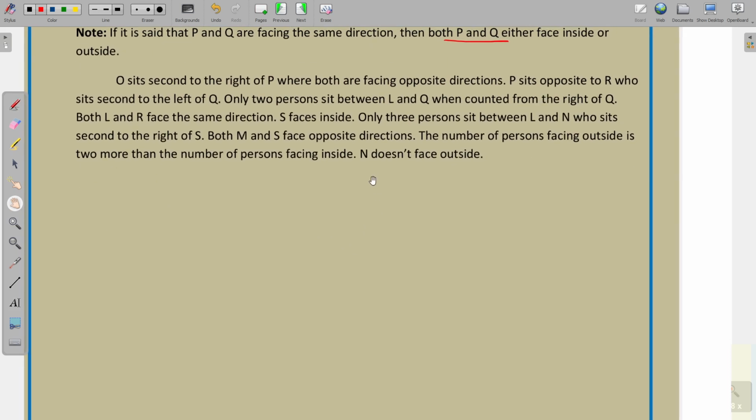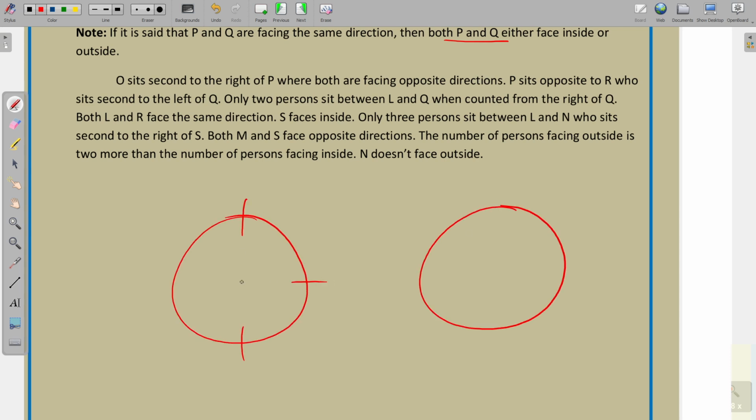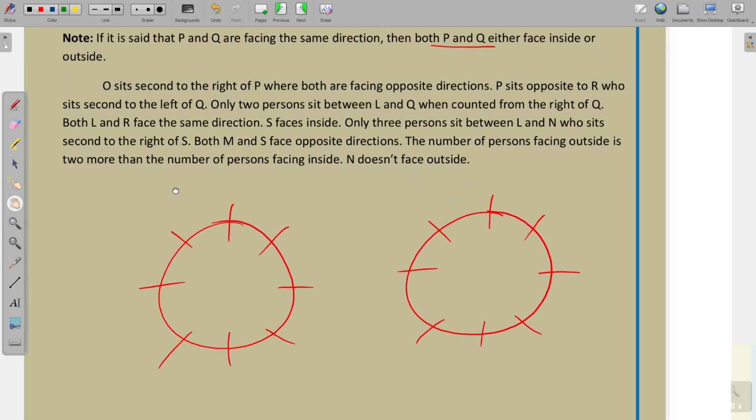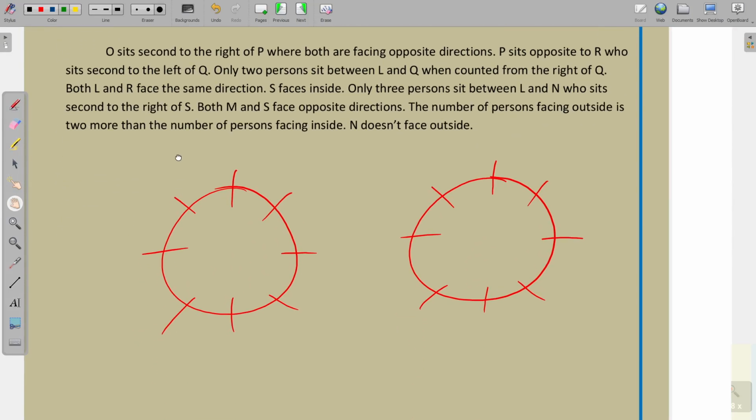So see the first one. There are totally 8 persons. All are sitting around a circular table. Some of them facing center and some of them facing outside. We don't know how many are facing center and how many are facing outside. Starting from L, M, N, O, P, Q, R, S. So say the first one.